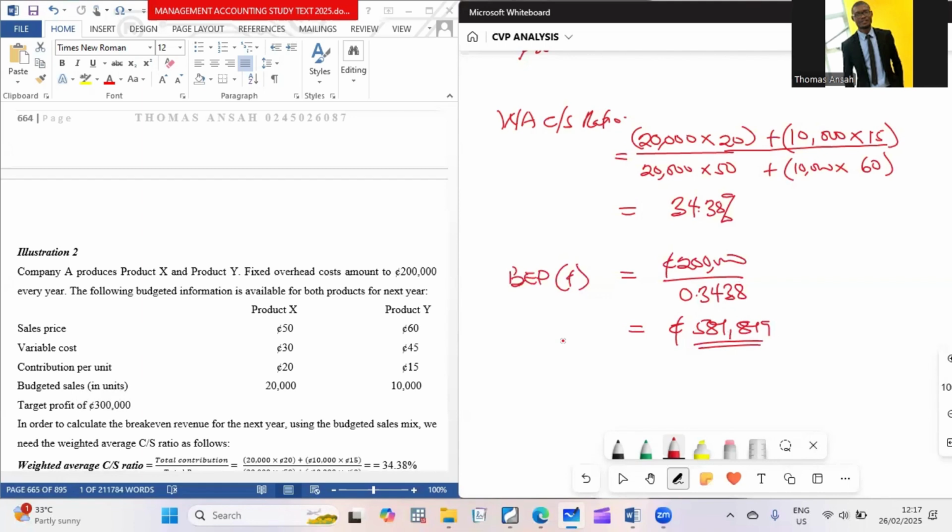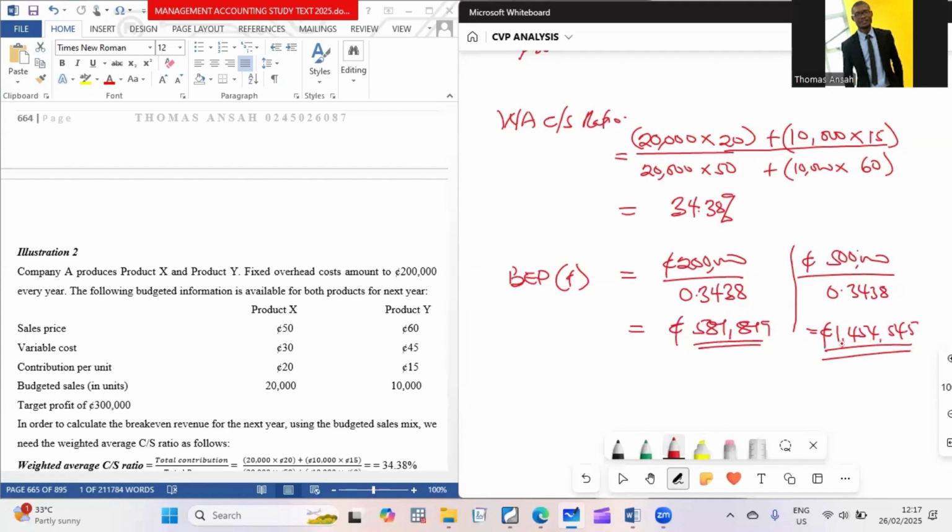All right. What about the target? The target is simple. All we have to do is to add the target to this one. The target is 300,000. So this one will be 500,000 all over 0.3438. And the target one puts me in millions. That is 1.454545. Okay. All right. So as simple as that.